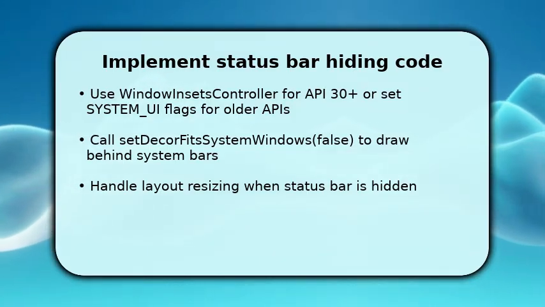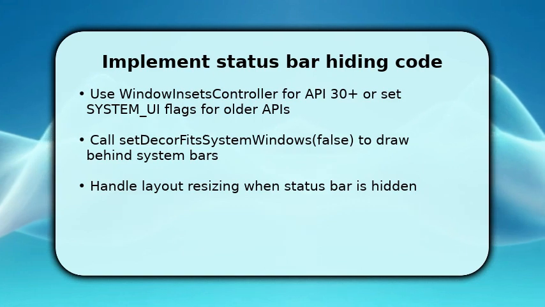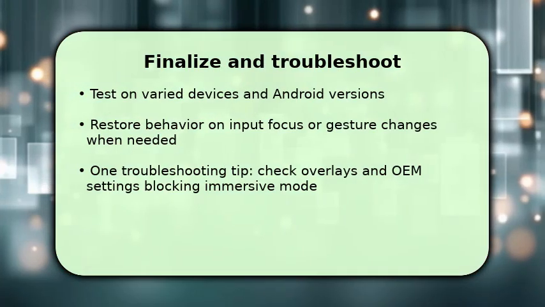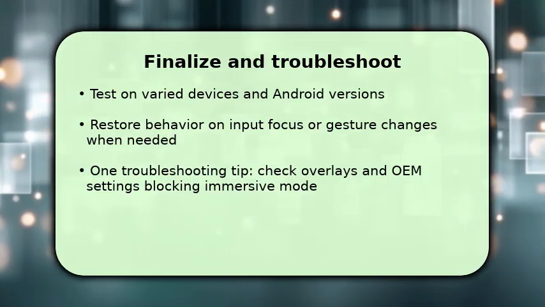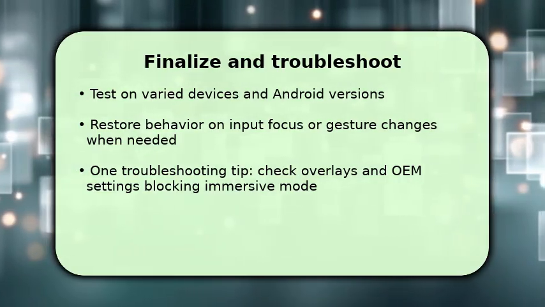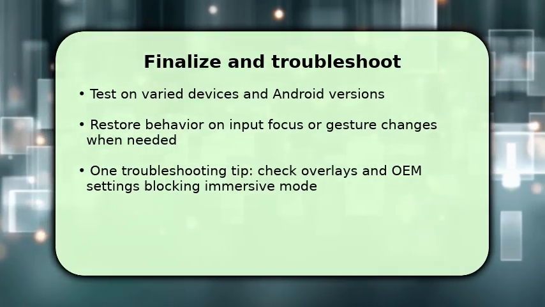To finish, test thoroughly across device manufacturers and Android versions because OEM skins can behave differently. Make sure the status bar reappears correctly on input focus or when the user swipes system gestures. If not, restore visibility on resume or input event callbacks.